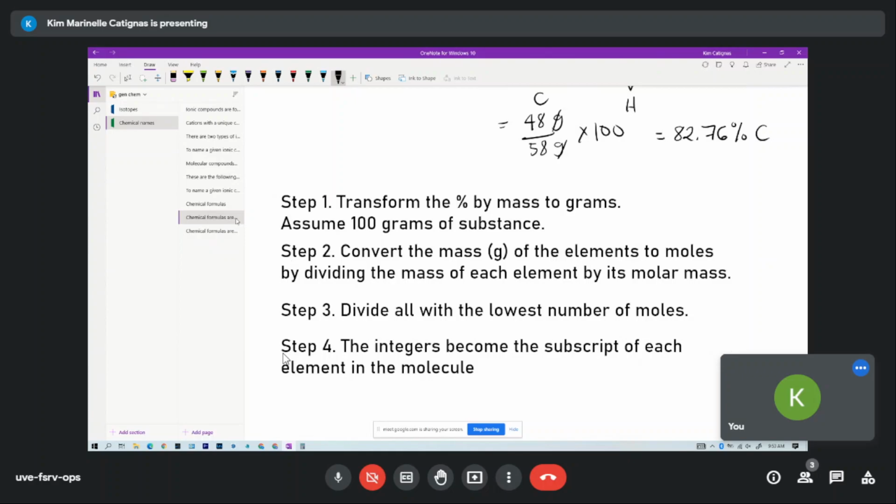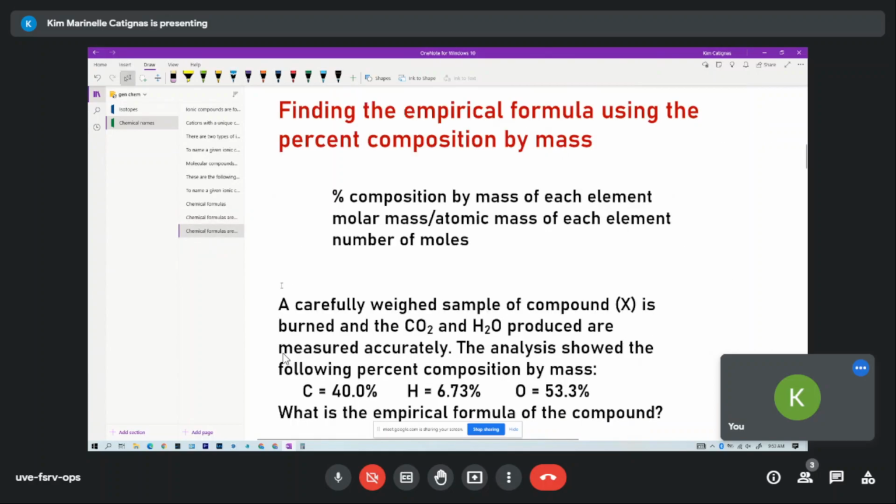Okay, so there are 3 things na kailangan malaman muna natin bago tayo makapag-solve. Unang bagay is dapat alam natin yung percent composition by mass, which is, syempre, kailangan given siya dun sa ating problem. Then, yung molar mass or atomic mass of each element, makikita lang po natin sa periodic table po natin. And then, yung number of moles, yan yung pinaka-importanting bagay dito sa ating empirical formula. So, later, mas maintindihan natin siya.